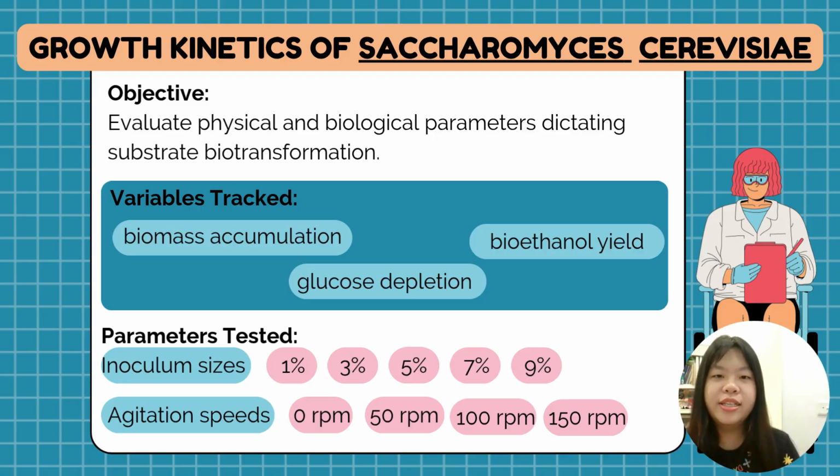Hi everyone, I'm Yeon and I will continue to discuss the growth kinetics of Saccharomyces cerevisiae. Our main objective for this experiment was to understand how physical and biological parameters dictate substrate biotransformation. To do this, we tracked three key variables: biomass accumulation, glucose depletion, and bioethanol yield. We tested this across a range of inoculum sizes from 1% to 9% and various agitation speeds from a static 0 rpm up to 150 rpm.